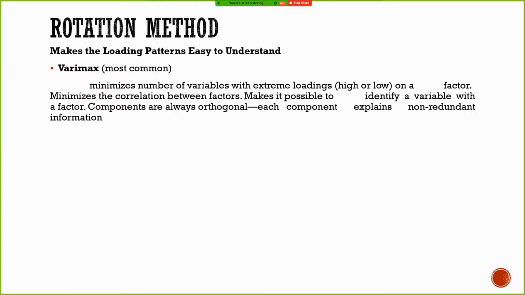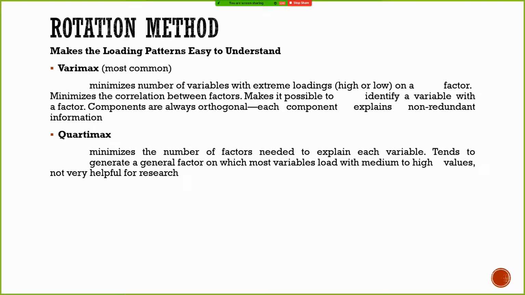It minimizes the number of variables with extreme loadings on the factor. It minimizes the correlation between factors, making it possible to identify a variable with a factor. Components are always orthogonal. Each component explains non-redundant information, so each component for itself. The correlation between factors is minimized so that each factor or each component has its own individual identity. The opposite to this comes later.